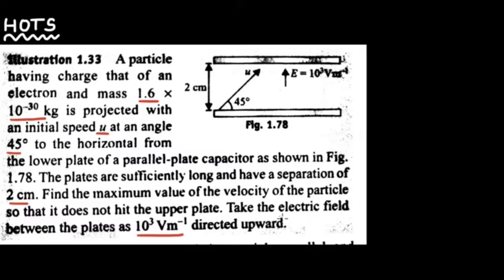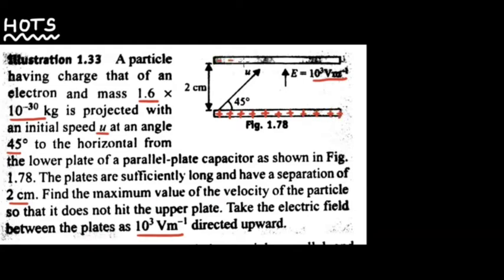So look at the diagram here. We have a parallel plate capacitor and we'll discuss capacitor in chapter 2. But remember that in a parallel plate capacitor we have two plates which are parallel to each other, and one plate is positively charged, the other plate is negatively charged. So in this diagram we have these two plates and it is given that electric field is upward. The magnitude of electric field is 10 to the power 3 volt per meter, and we know that electric field is directed from positive to the negative charge body. It means the lower plate must be positively charged and the upper plate must be negatively charged, so that the electric field is directed upward.